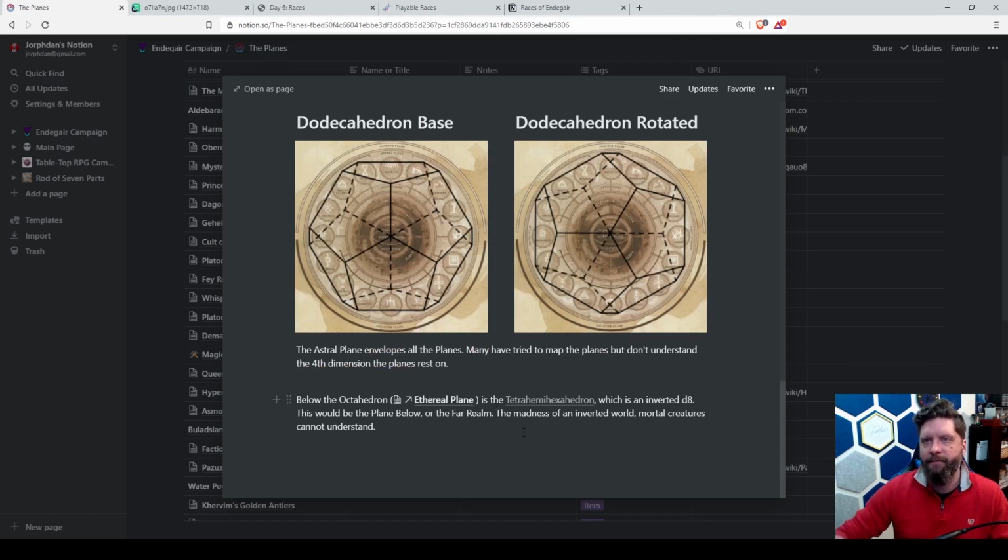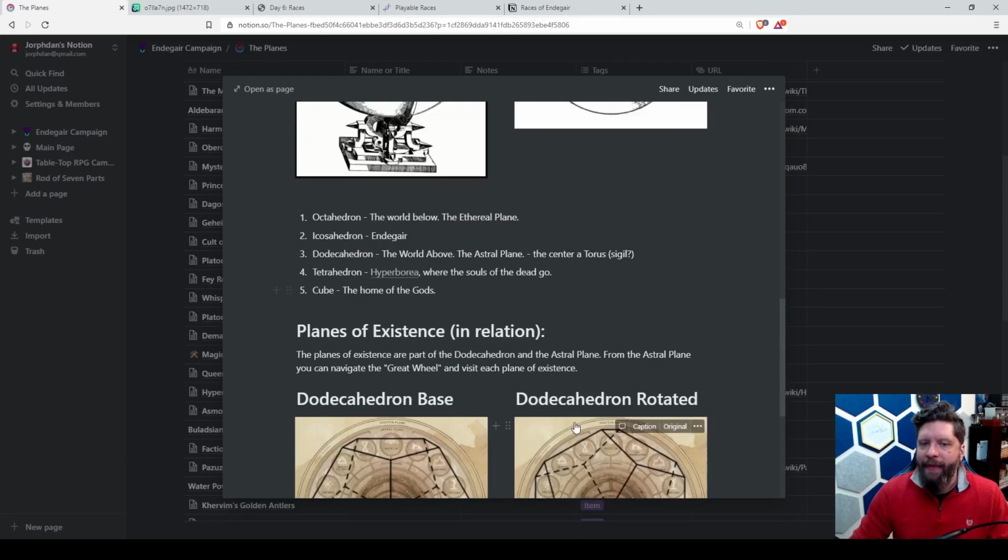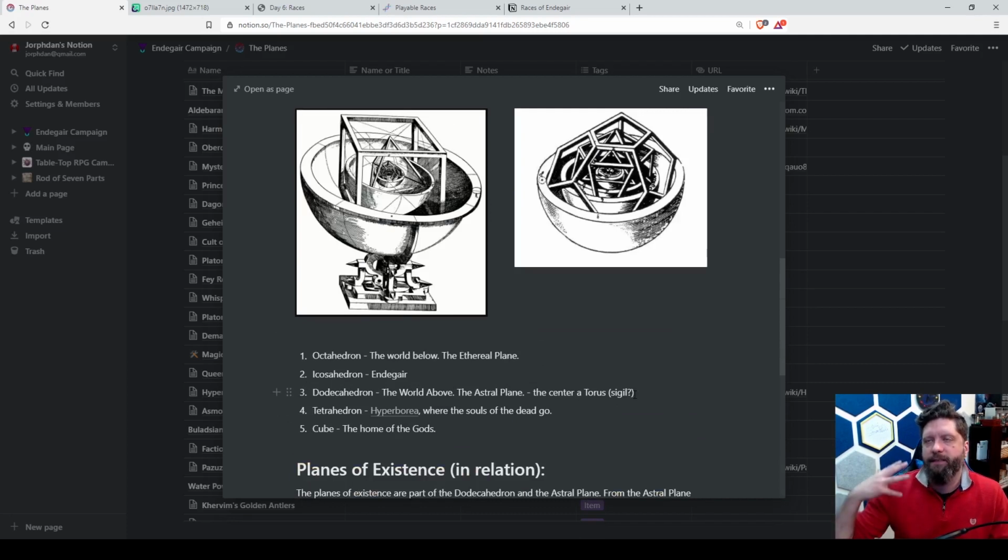So the astral plane envelops all of the outer planes and possibly the inner planes, and they're just kind of interconnected that way. And the astral plane is really what gives us magic, because it's pulling all of these weird forces, and it's the binding energy between all of them.